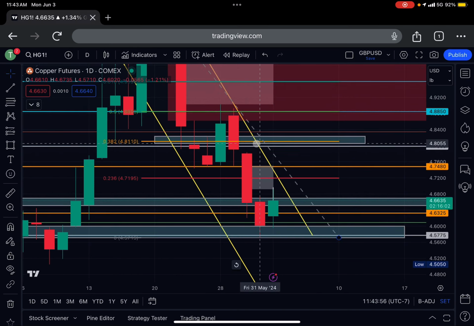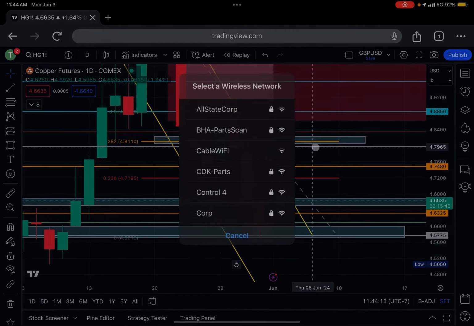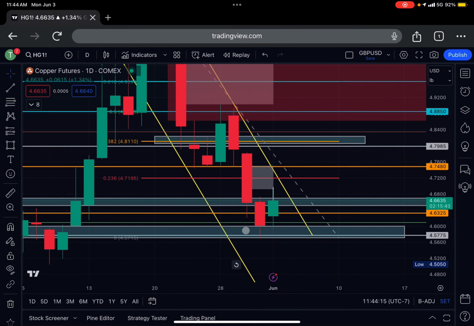That is also a really good area where price can come to, 0.382, basically 38.2%. Price can come to here and sharply start pulling down. Remember, 38.2% or 0.382 is a strong trend indication.